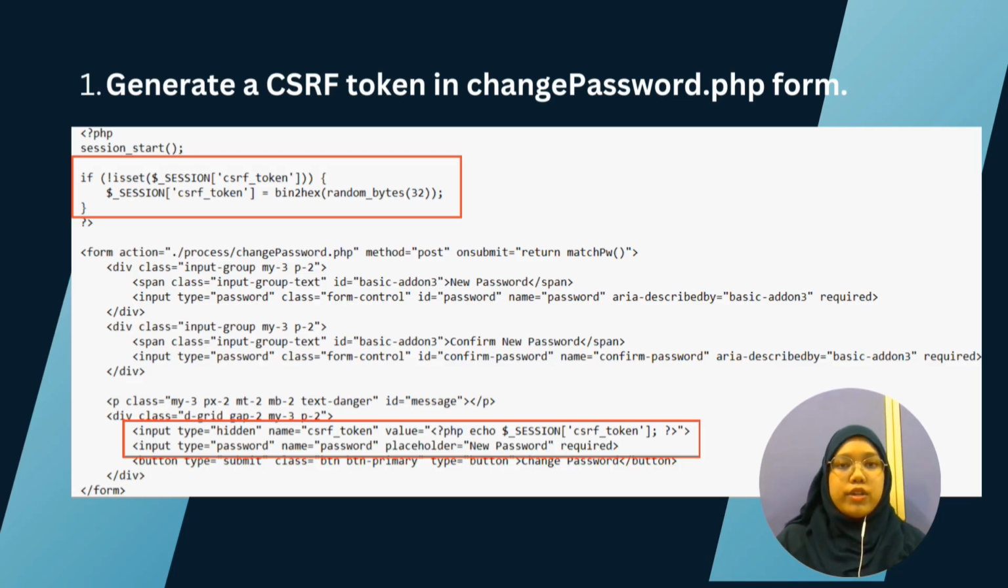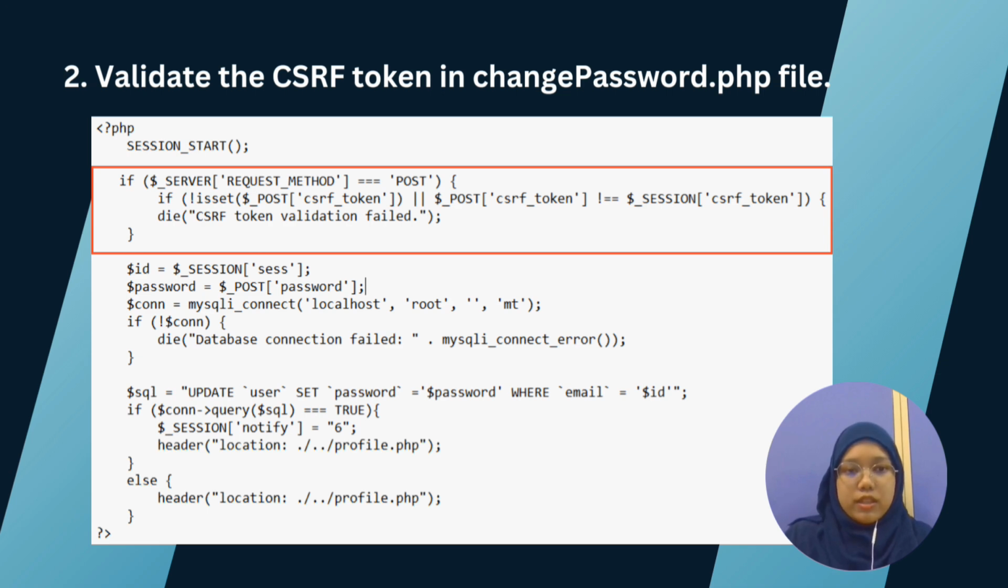So next, how to prevent a CSRF attack. First, we create a unique CSRF token. In the change_password.php form, we use random_bytes to generate it and store it in the session. Then at the bottom here, we include this token as a hidden input field in the form. Next, when the form is submitted, we validate the CSRF token on the server, by putting this code in the change_password.php file. And then we compare the token from the form with the one in the session. If they don't match, it will reject the request.